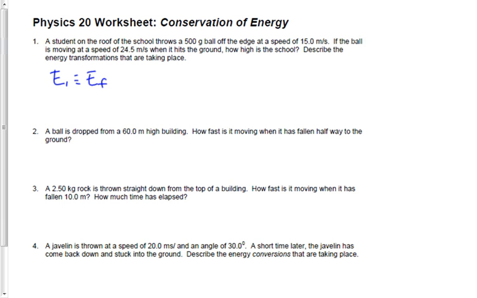We have to ask three questions at the beginning of this problem, for EI and EF. The first question is, is there a height? Leah, is there a height? Yes, there is. So what kind of energy do we have as a result of the height? Gravitational potential energy, right? So it's mgh. So let's sub in mgh for the initial energy because there's a height.